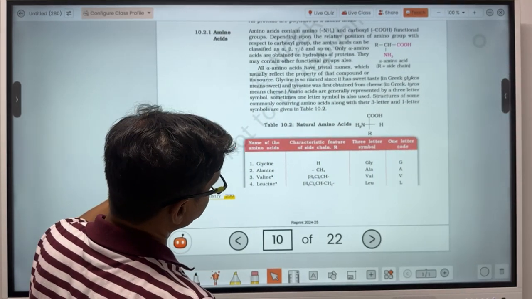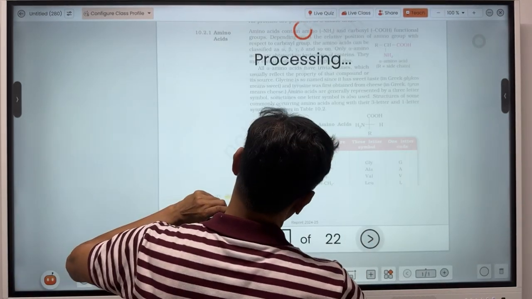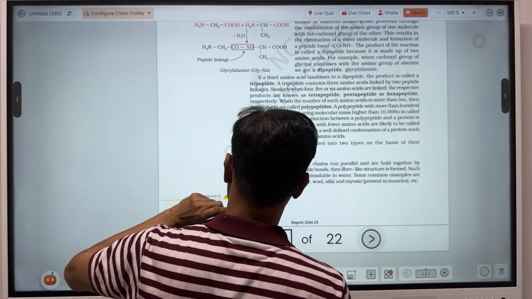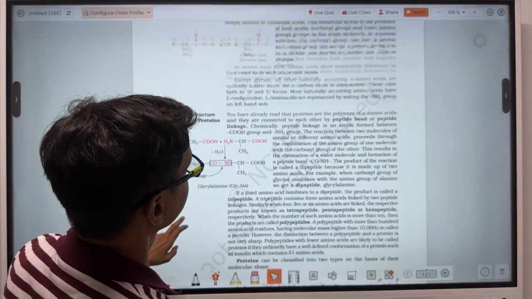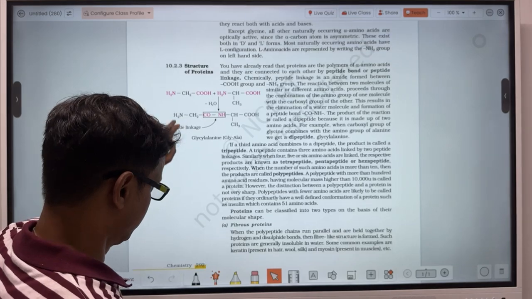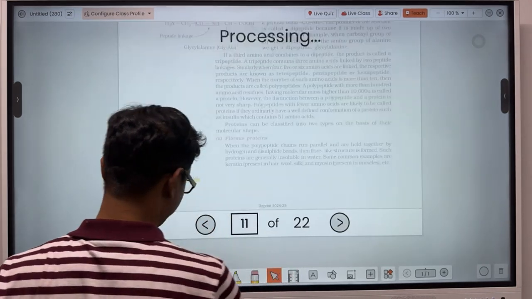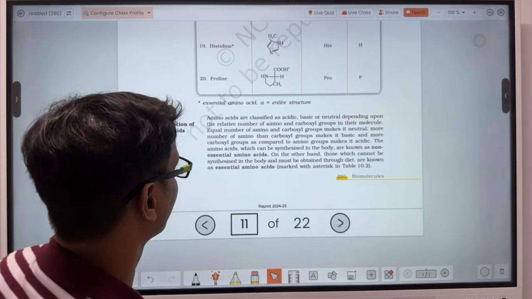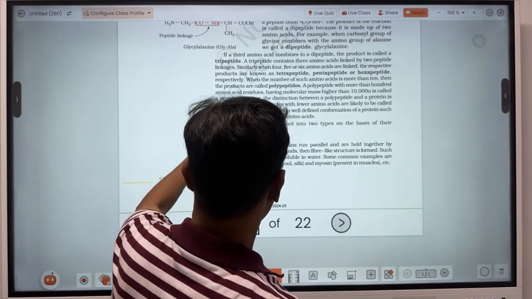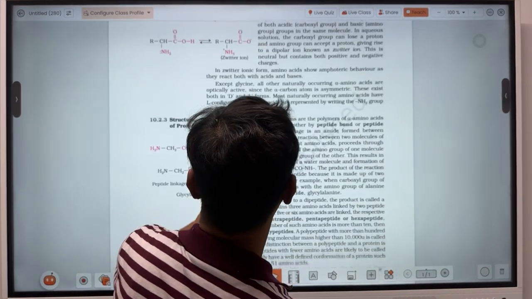When the amino acids, greater than 10 in number, combine together, the compound formed is called a polypeptide. Okay.